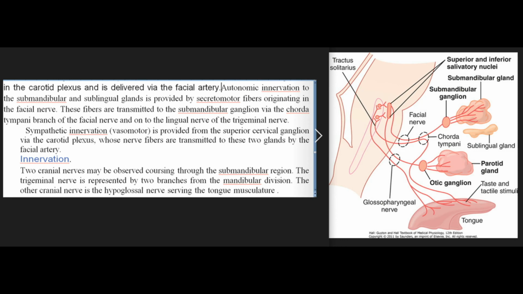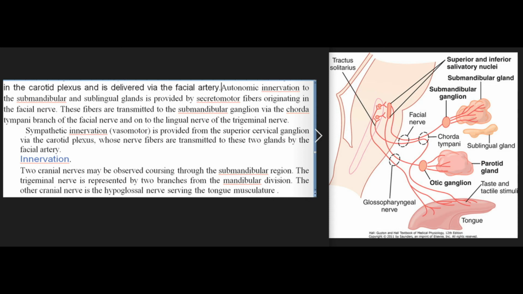Autonomic innervation to the submandibular and sublingual glands is provided by secretomotor fibers originating in the facial nerve. These fibers are transmitted to the submandibular ganglion via the chorda tympani branch of the facial nerve and onto the lingual nerve of the trigeminal nerve. Sympathetic innervation, vasomotor, is provided from the superior cervical ganglion via the carotid plexus, whose nerve fibers are transmitted to these two glands by the facial artery.